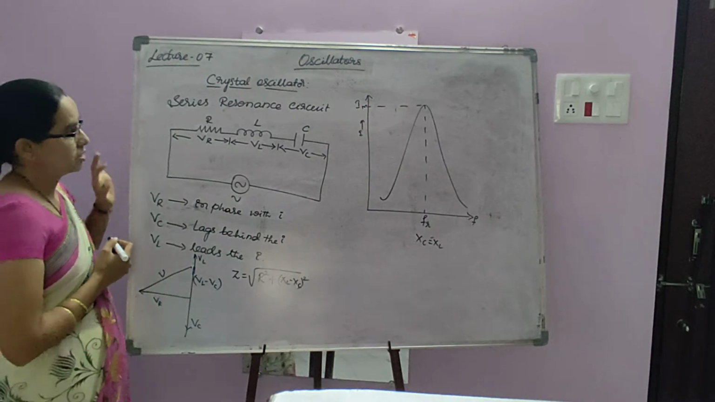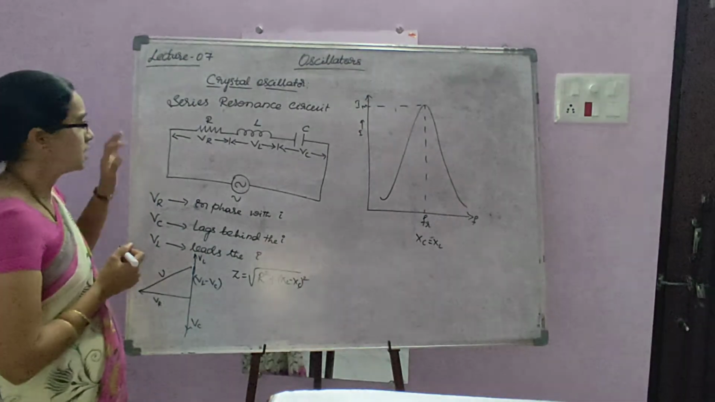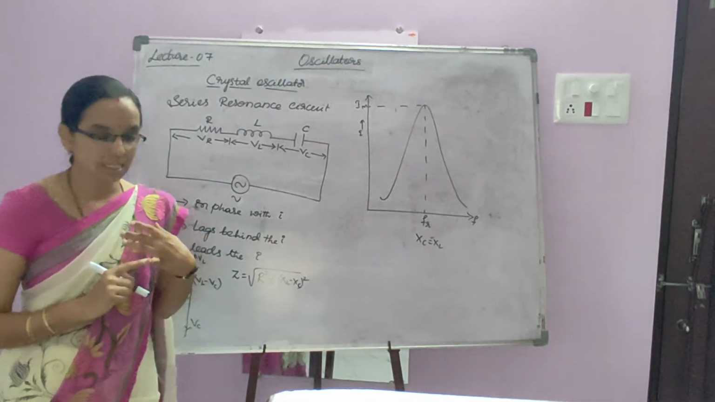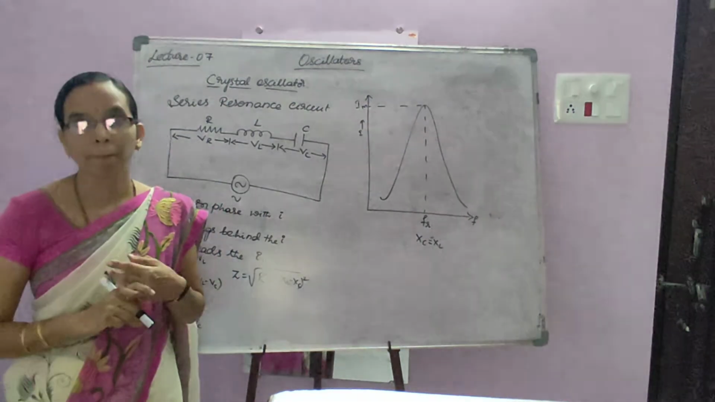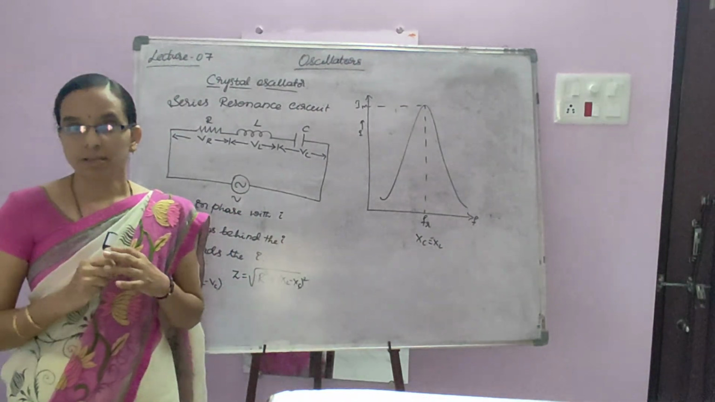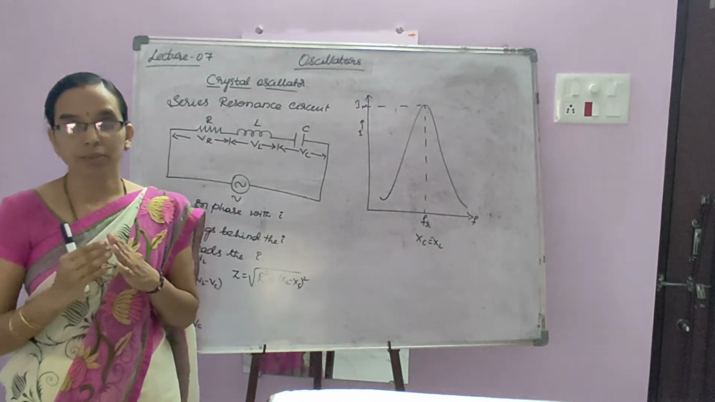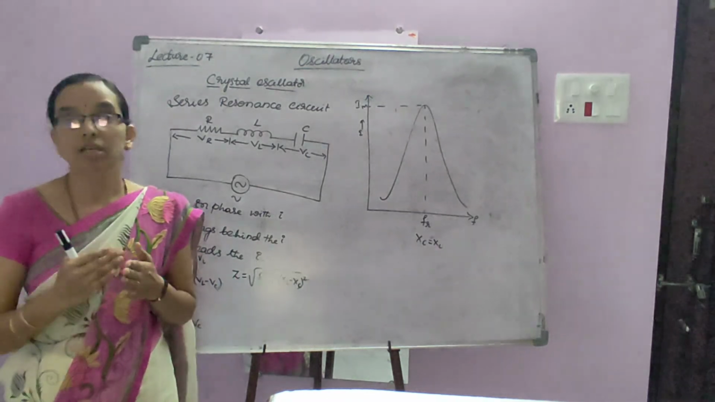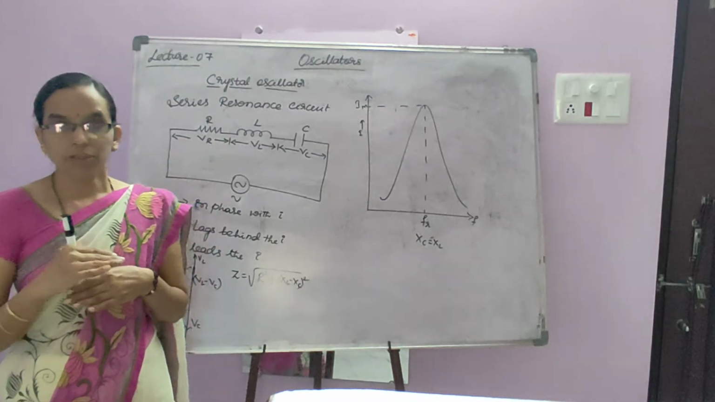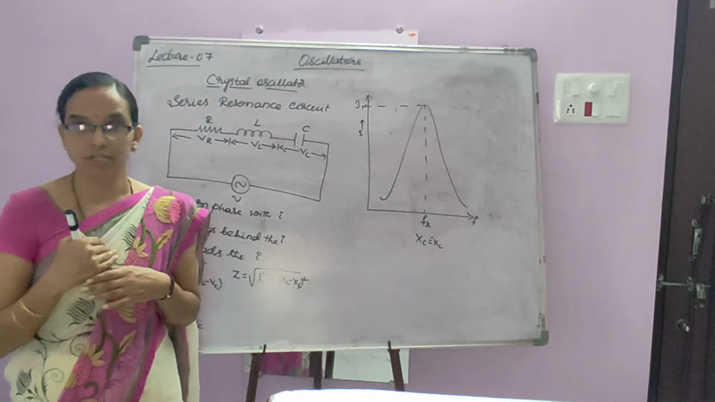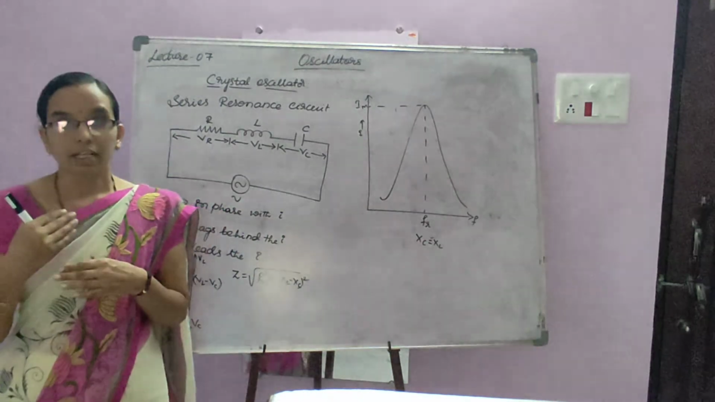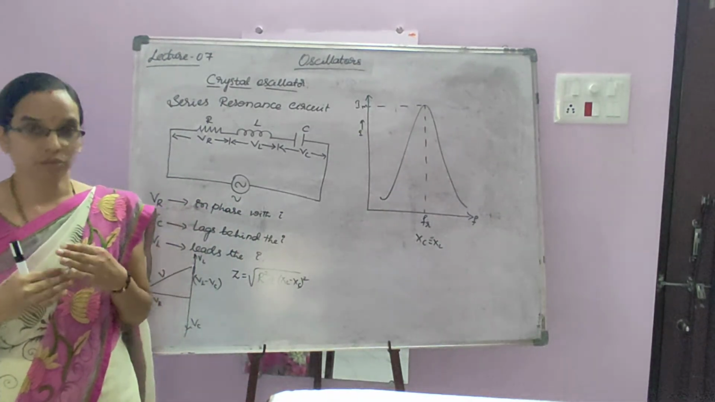The series resonance circuit. While explaining the LC oscillator, I have taught you something. When AC is applied to a pure capacitor, what happens? AC applied to a pure resistor, what will be the condition? We have studied the RC circuit in the RC oscillators. And when AC is applied to an inductor, what happens? That we have not studied.